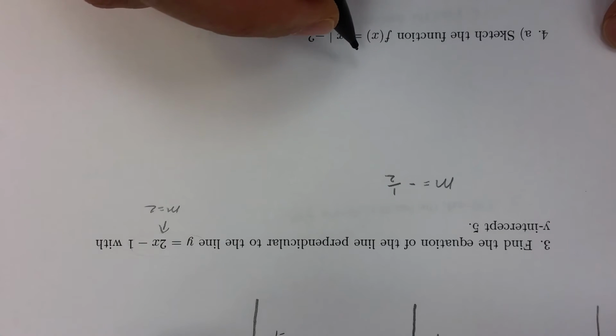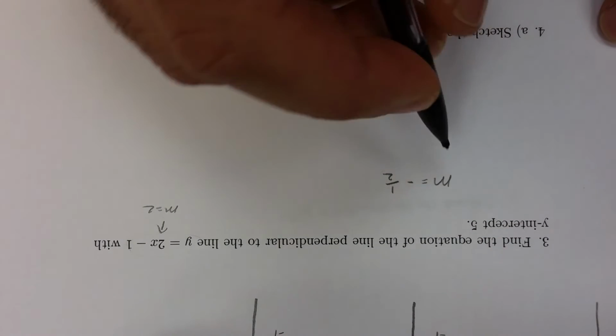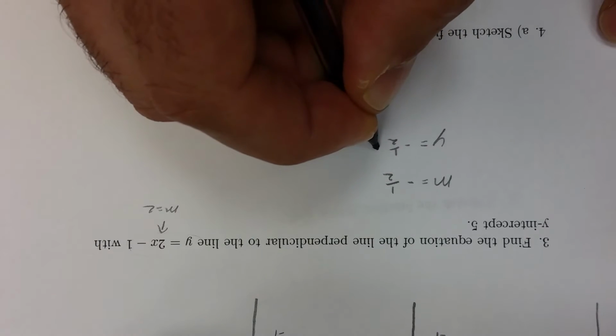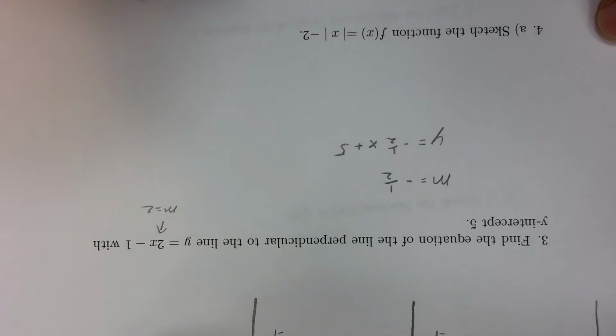And we're practically finished the question now. We know the slope, we know the y-intercept, so we can write y equals minus 1/2 x plus 5, and we're done.